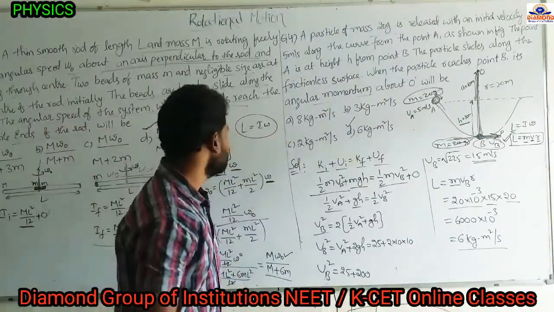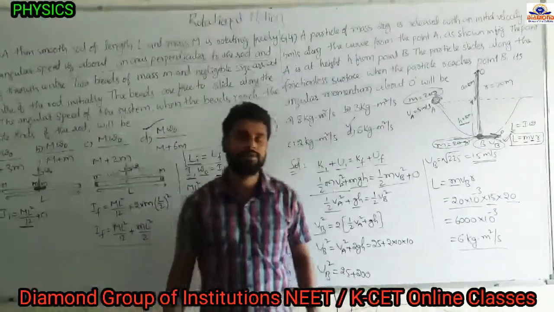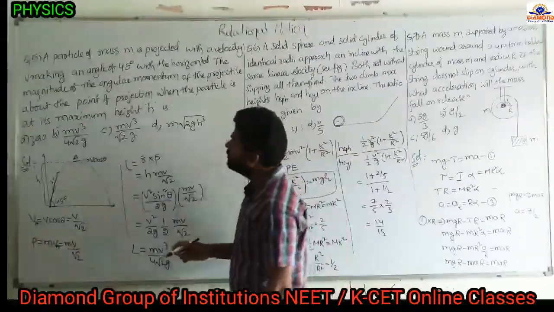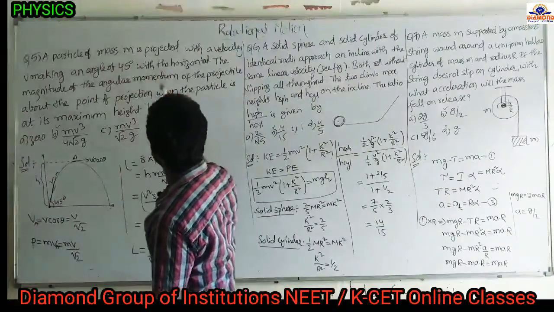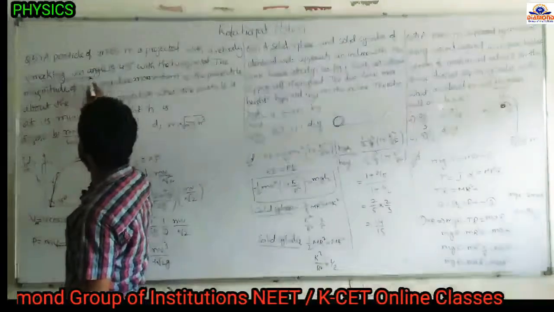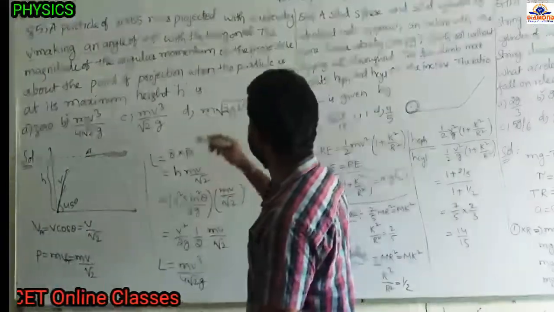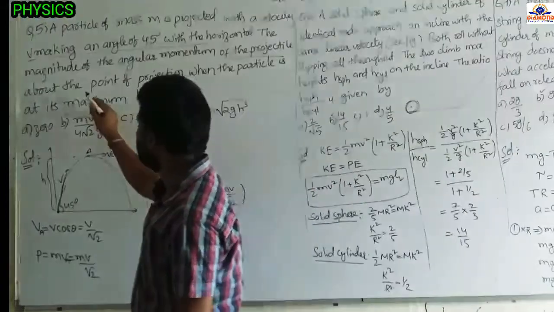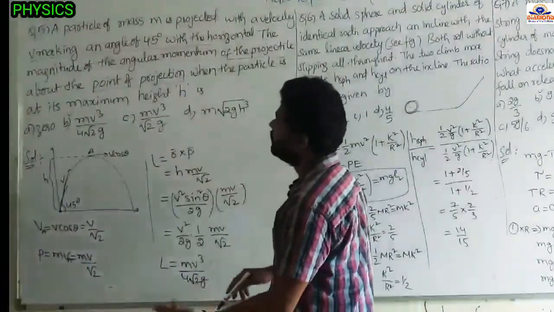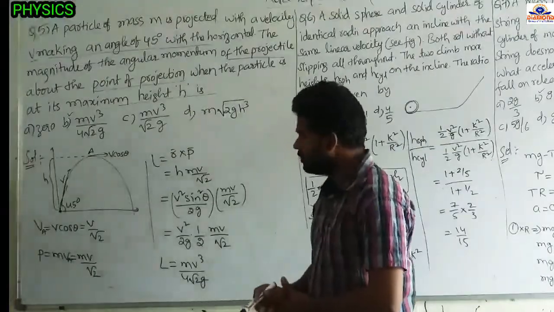So here we saw the conservation of momentum formula, conservation of energy. Remember. The next question: a particle of mass m is projected with a velocity v, making an angle of 45 degrees with the horizontal. The magnitude of the angular momentum of the projectile about the point of projection when the particle is at its maximum height h is. So this is the question.